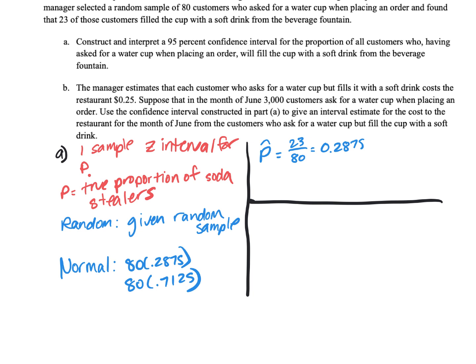I'm hoping that's starting to feel really innate inside your heads, that some version of NP and 1 minus P. And I get 23 and 57, I think. Yes. At least we should. Whenever you're multiplying by just normal P hat, it should just be your number of successes and your number of failures. Okay?